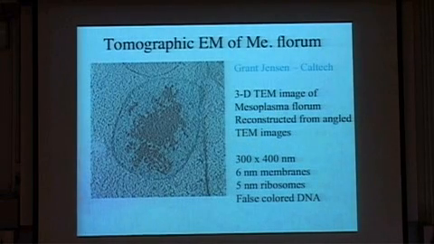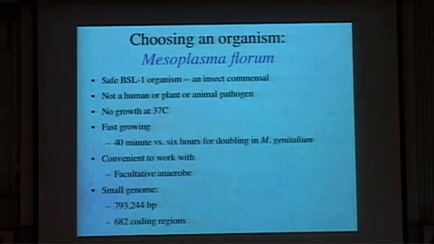There's a false color image of the same image of the genome. We chose this organism because, as I sometimes tell people, absolutely no one cares about it. It's not a human or a plant or an animal pathogen. It's BSL-1. It won't grow at body temperature. It grows fast at 30 degrees, with a 40-minute doubling time. It's a facultative anaerobe. You don't even need to shake the flasks. It has a small genome and a small number of coding regions. So those are all features.